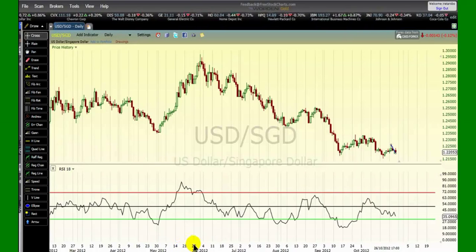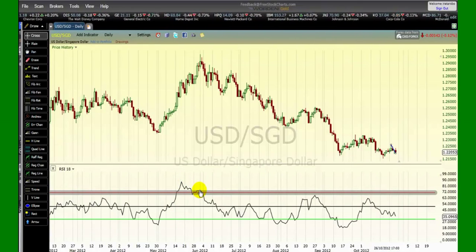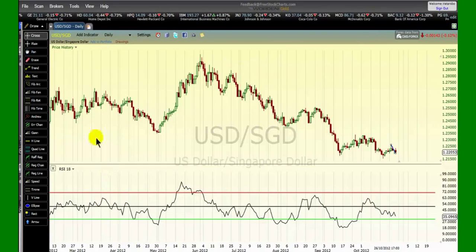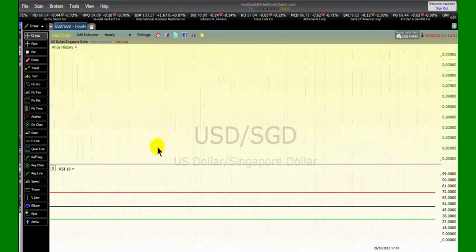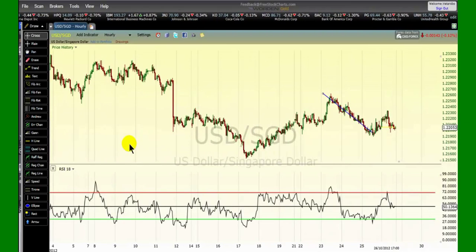A bearish divergence will take place when the indicator displays a lower high, but the price displays a higher high. A bullish divergence will take place when the indicator displays a higher low, but the price is displaying a lower low. All right, very important. That's a bullish divergence.